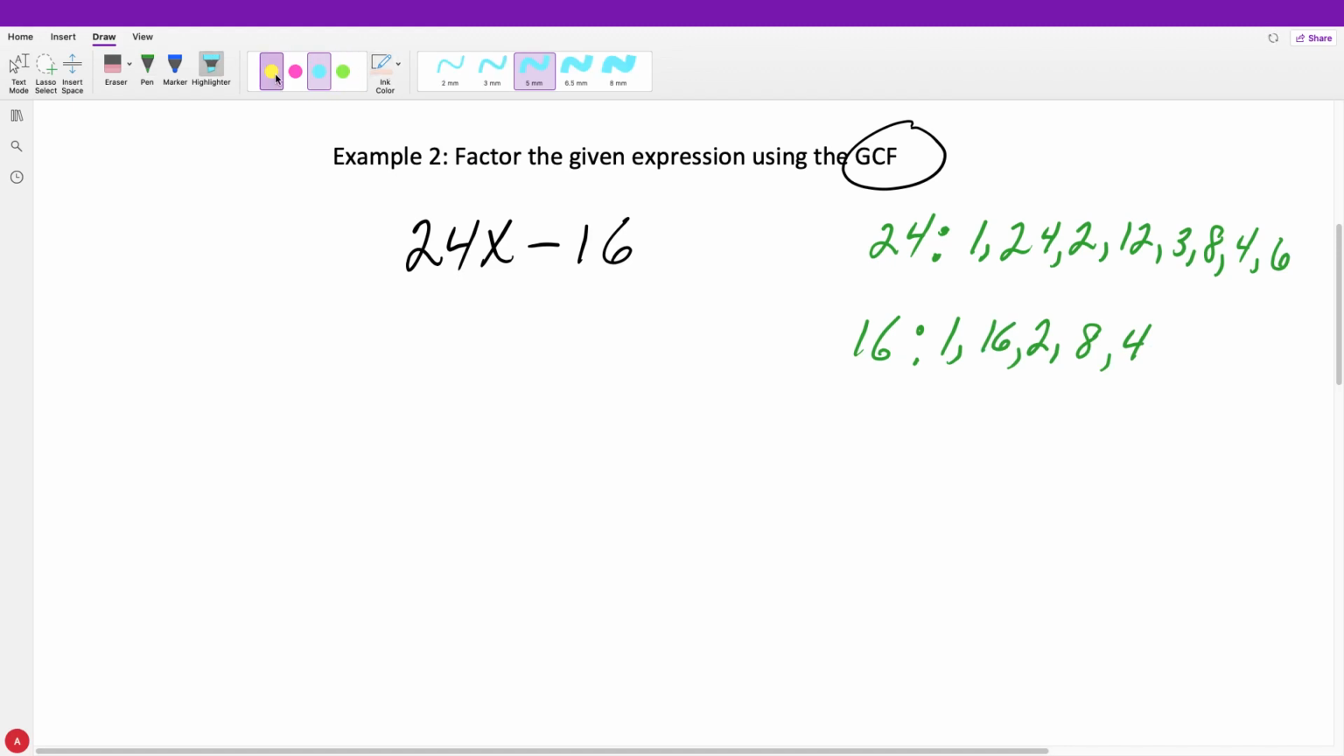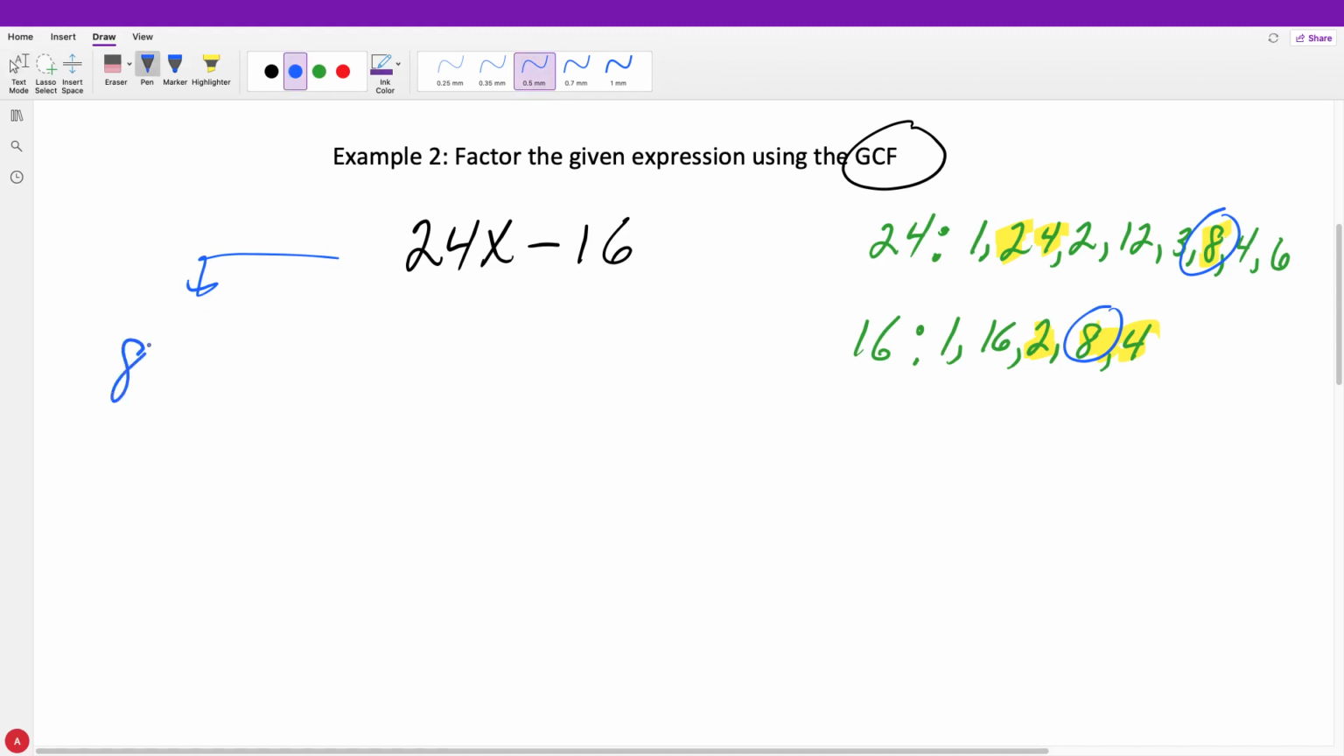So we'll go through and highlight all the numbers that they share. So they both share 2, they both share 4, and they both share 8. So the largest number, or our GCF, is 8. So that's the number that we will go ahead and factor out. So I'm going to do this problem over here because I'm going to show you what happens if you don't use a GCF, and I'll show you that second.